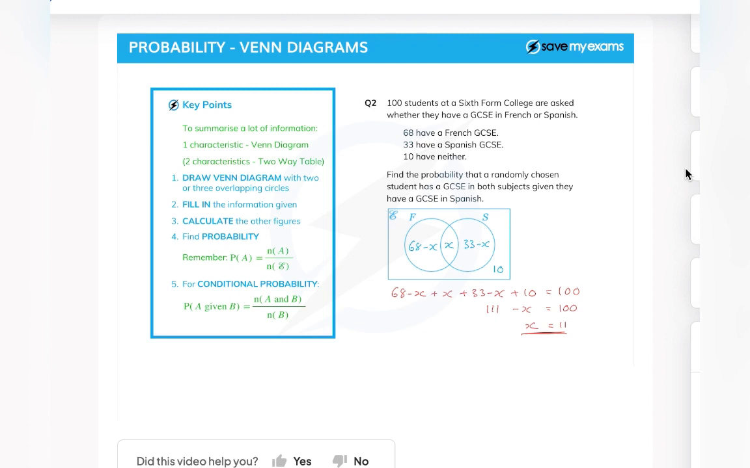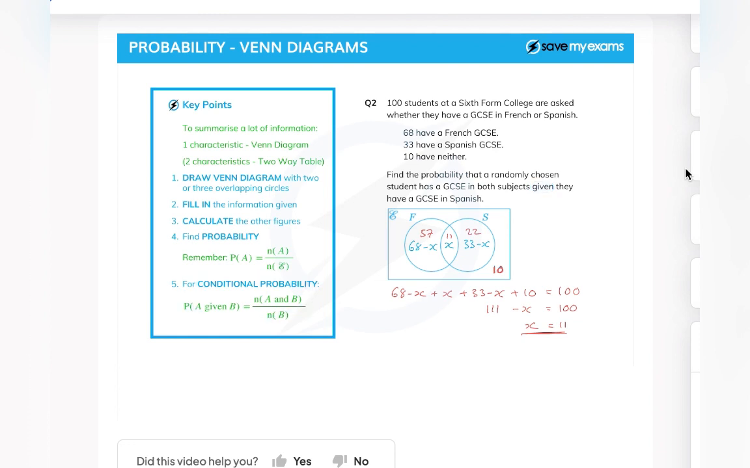And now I need to do the probability. I've summarised all my information, I've worked out the unknowns, let's put those in on the diagram in fact. 68 minus 11 is 57, there's 11 in the middle there, and 33 minus 11 is 22, and I've still got the 10 on the outside there. Okay, now the probability is a given probability again, as it was in the first question, so we're going to use the conditional probability formula.